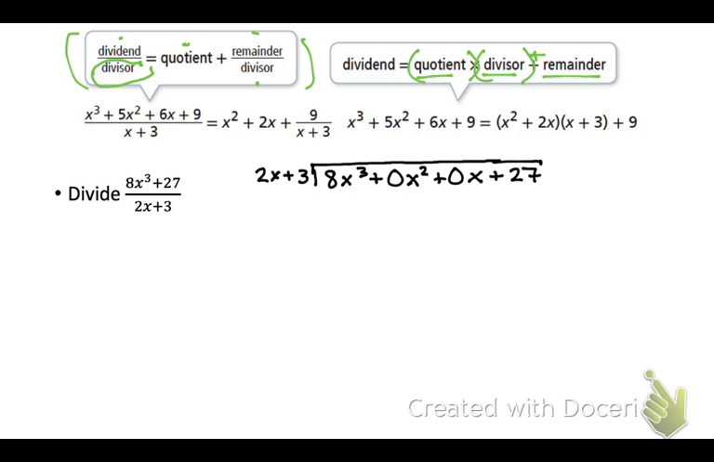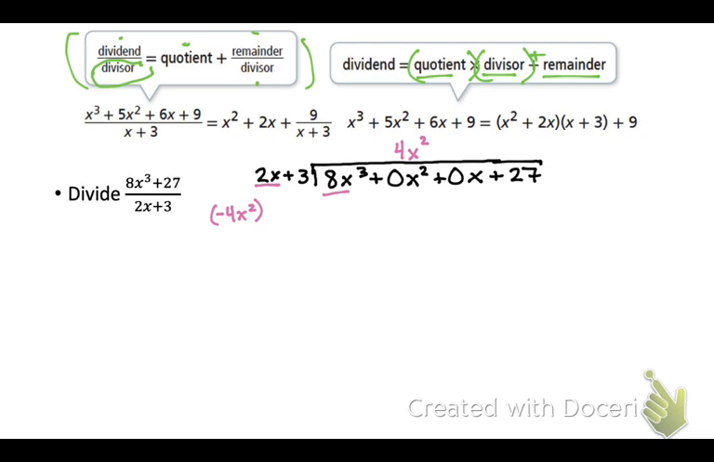So again, I need to know what to multiply 2x by to get 8x cubed. 4x squared. So it goes above the 0x squared. And over to the right, I write negative 4x squared. Why am I writing negative? Because I'm going to do what? Subtraction. I'm going to subtract.